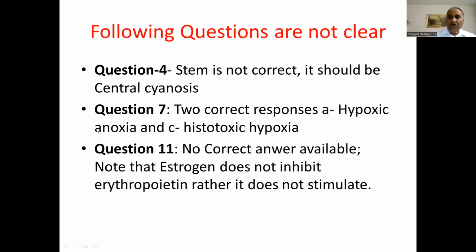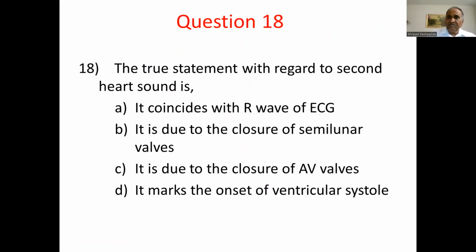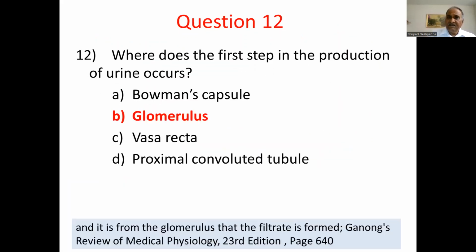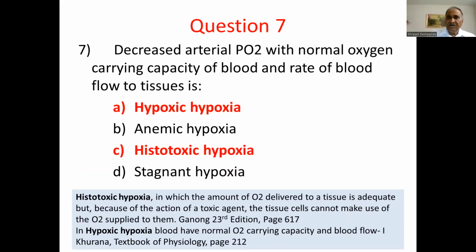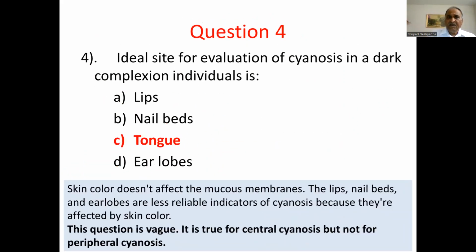Okay, so now to summarize, the following questions are not clear to me. Question number 4, the stem is not correct. What is this question number 4? I will go back again. Ideal site for evaluation of cyanosis in a dark complexion individual. So here it should be central cyanosis. So the stem is not correct.